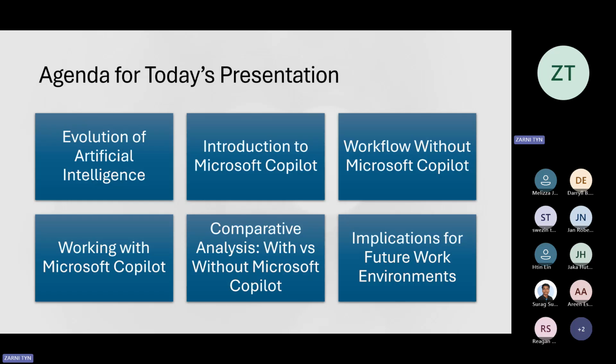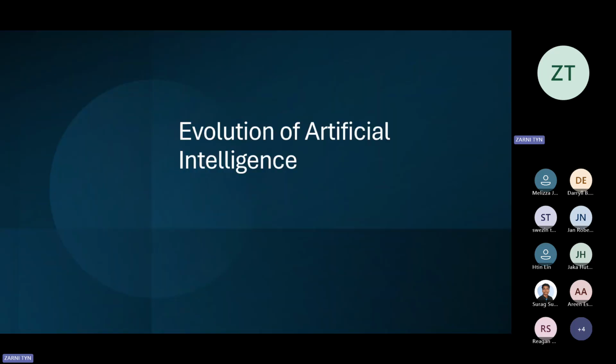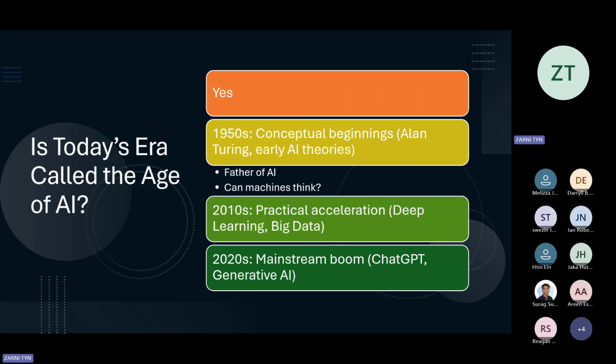Okay, first I want to cover the evolution of artificial intelligence. This is the first agenda. And today is called the age of AI. If you ask anybody, this is a yes question. Everybody can say yes.